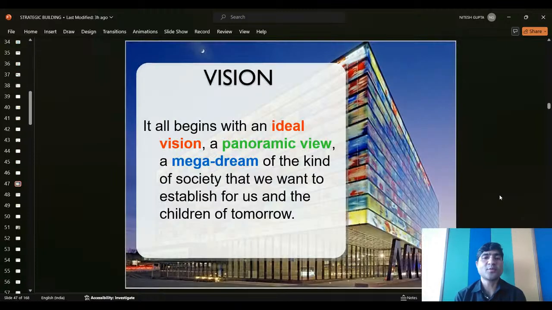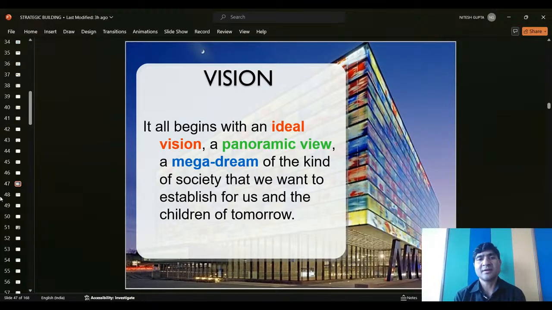Then you focus on components. Now, component includes the most important thing, that is vision. It all begins with an ideal vision, a panoramic view, a mega dream of the kind of society that we want to establish for us and the children of tomorrow.